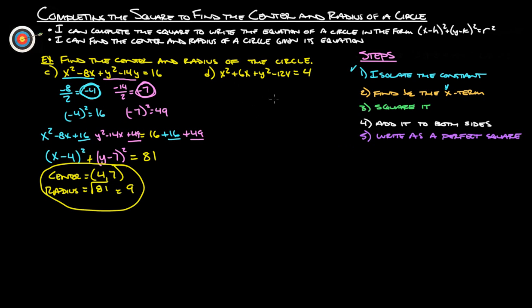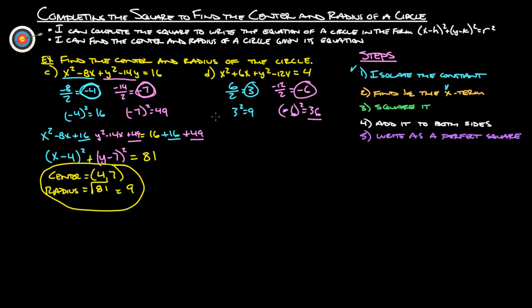I'm going to try to go a little quicker on this one so that we're not spending so much time. The constant 4 is already by itself, so we take 6 and divide it by 2. That gives us 3. And for the y, we've got negative 12 divided by 2, and that's negative 6. Now we take that 3 and square it. So 3 squared is 9. And then we take the negative 6 and square it, and that gives us 36.